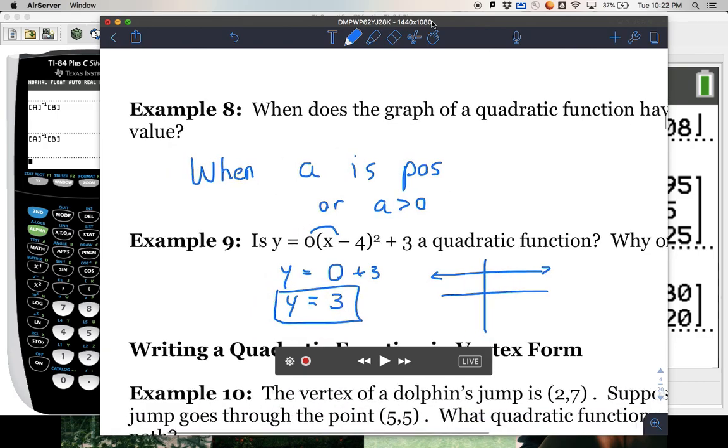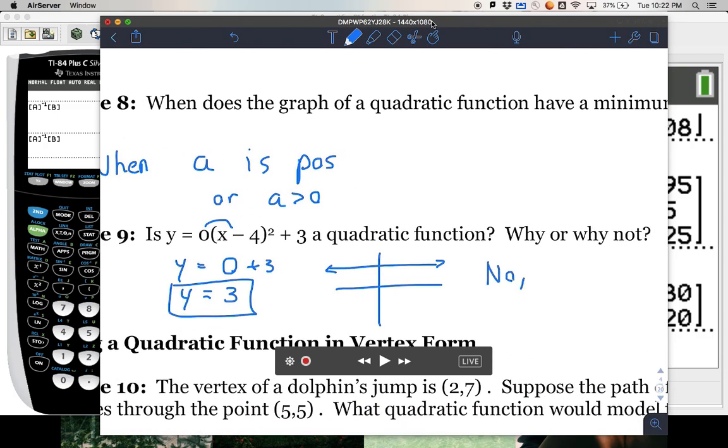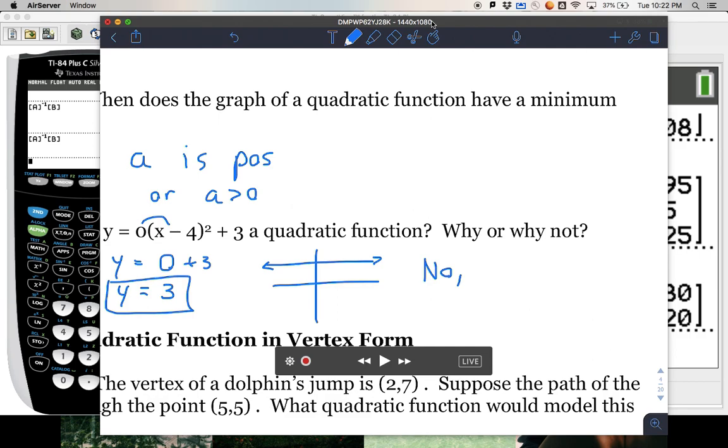So is that a quadratic function? No, I would say no because of the 0, I guess. 0 times anything is 0. And you can say there's no more x squared, I guess.